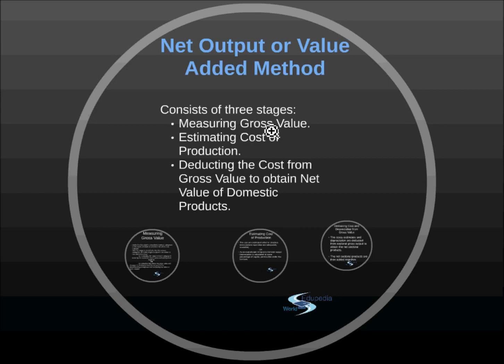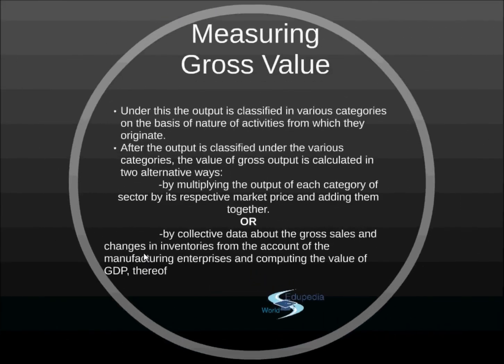So we are going to add up the values provided by all the sectors in order to get the gross value. Then we also have to estimate the cost of production, and this is done for each sector after adjusting the value of depreciation. And last but not the least, we have to deduct the cost of production, which is a result of the adjustment done for depreciation, from the gross value in order to obtain the net value of domestic products. So let's go through all the three stages one by one.